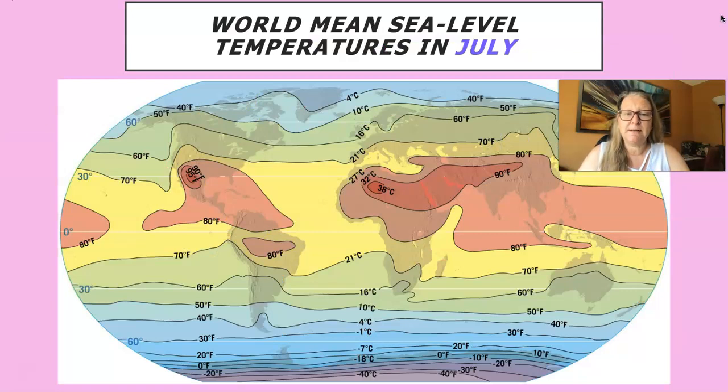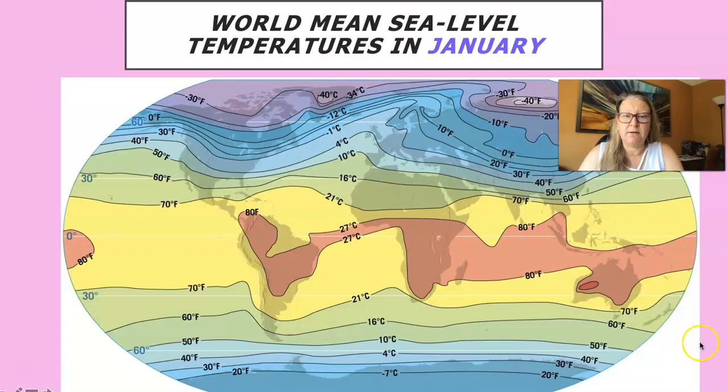Here's the world mean temperature adjusted for sea level in July. And again, we use July because that's when the temperature in the northern hemisphere is warmest, even though June is the solstice. And you can tell this is July because if you look, here's the equator, and the warmest temperatures are north of the equator. And notice that they are concentrated on the land.